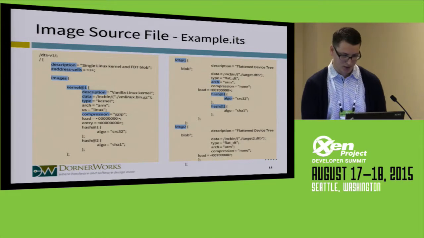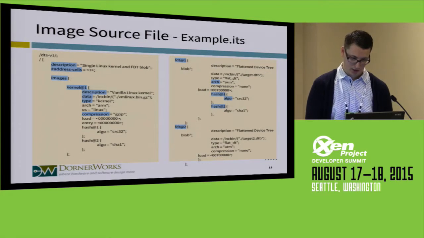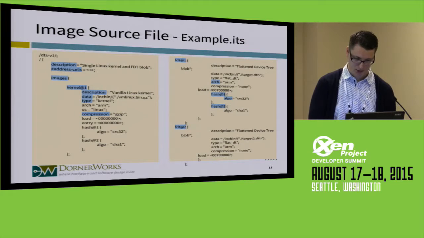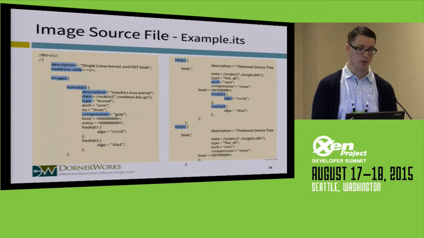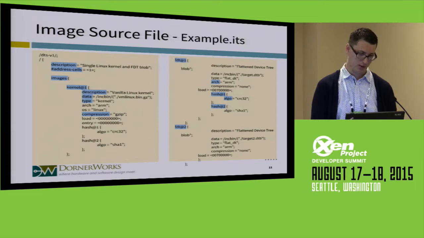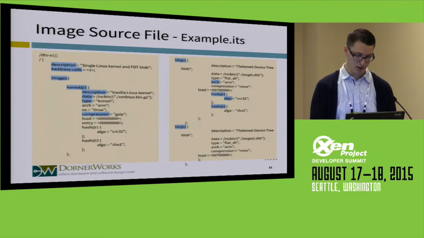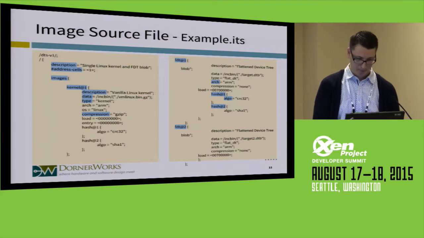And then there are some required fields for certain image types. So there's OS, which is the operating system name. That's only a requirement if it's a kernel. Then there's architecture. That's the processor architecture, so that'd be ARM or PowerPC or MIPS. And then there's entry and load, and those are your entry address and your load address, respectively.